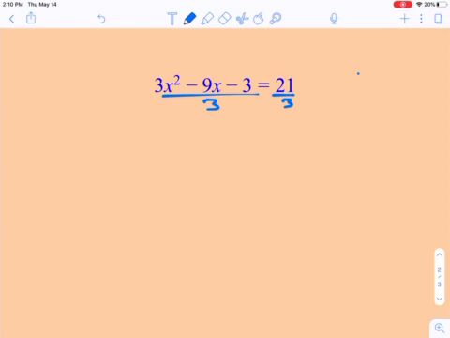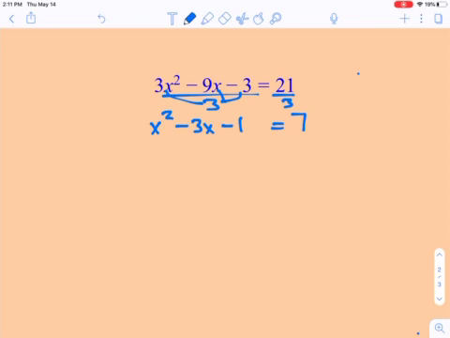Okay, and this side over here is easy. 21 divided by 3 is 7. But over here, you just need to remember that when you divide an entire side of an equation by something, you're actually dividing each term by it. So that 3 gets applied to all 3 of those numbers. And then you just simplify it. So you wind up with x squared minus 3x, and then negative 3 over 3 is negative 1. Okay, so now I've got x squared minus 3x minus 1 equals 7.